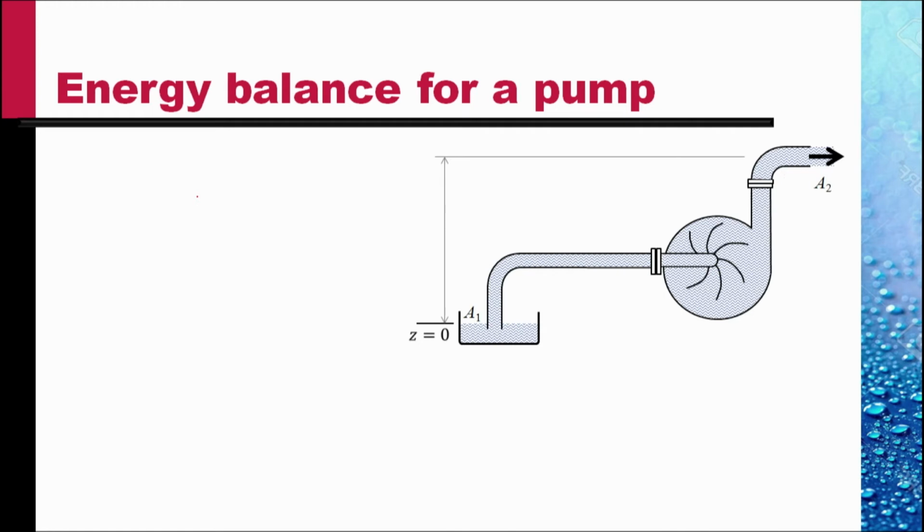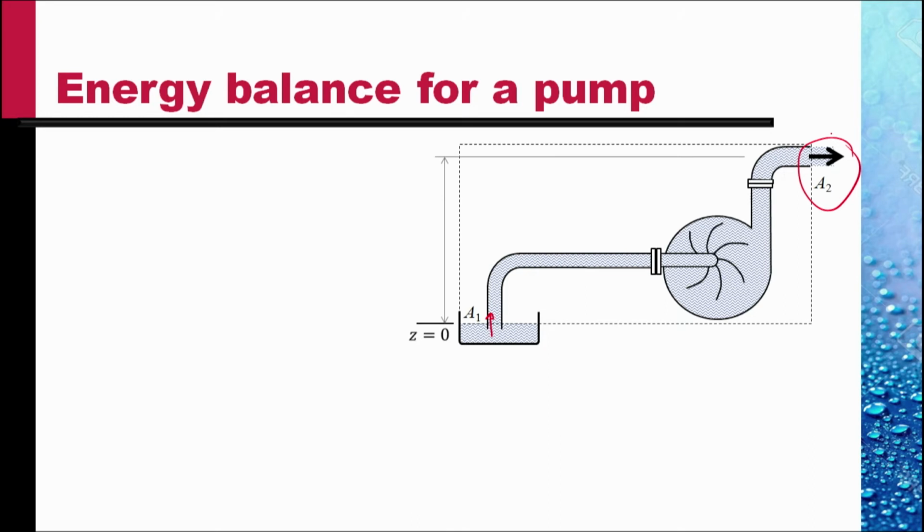Let's apply the engineering Bernoulli equation to a pump. In this example, a pump is used to pump water through a height. The pump picks up water from this tank to this pipe, and the water is now pushed through a pipe at a section A2 at a height.